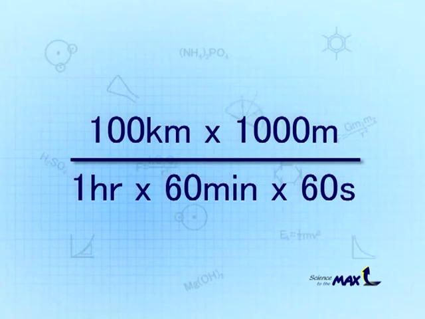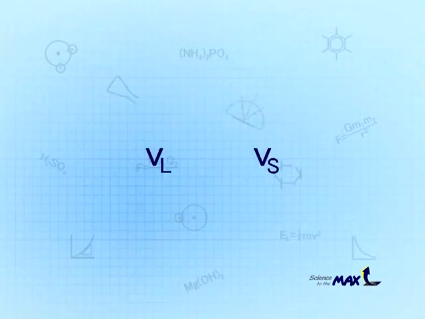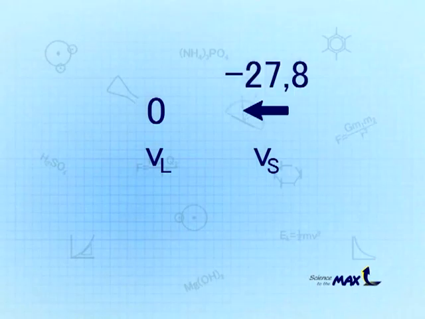Now, the first thing you need to do is convert the velocity of the car to meters per second. Convert the kilometers to meters by multiplying by 1,000, and convert the hours to seconds by multiplying by 60 minutes per hour and again by 60 seconds per minute. The answer is 27,8 meters per second. Check your signs. The listener is stationary and the source is moving towards him at 27,8 meters per second. That means VL is 0 and Vs is negative because it's moving towards the left.